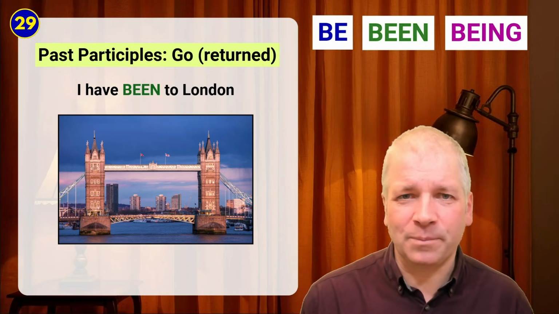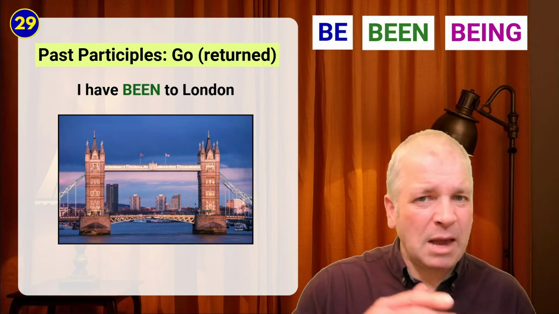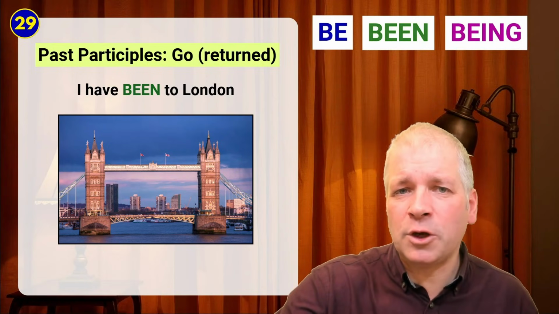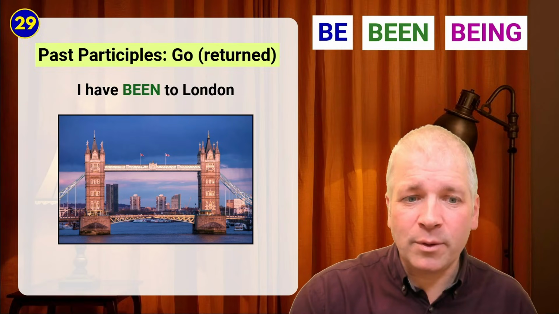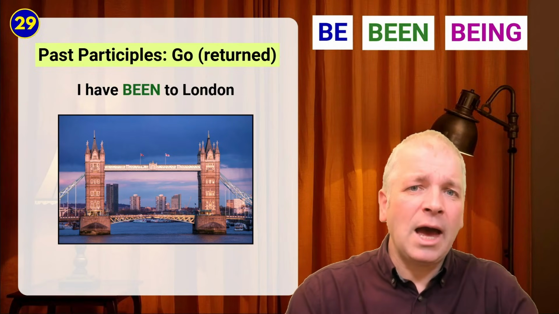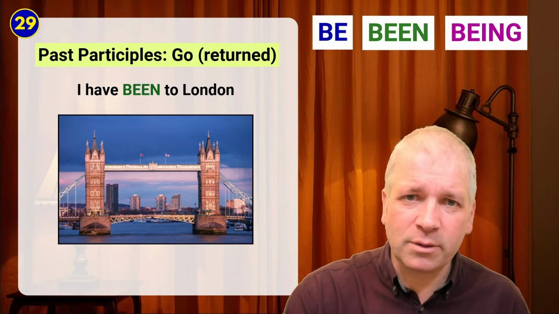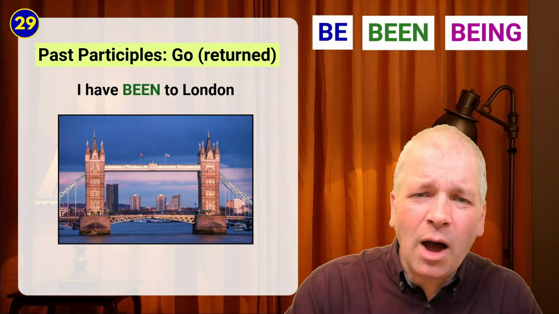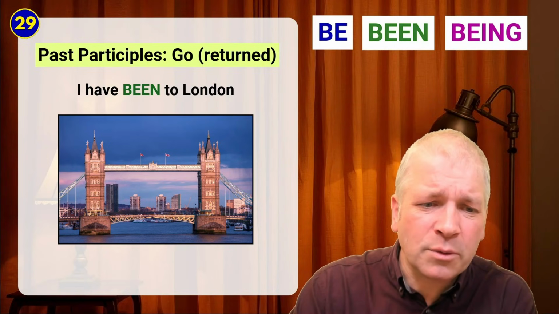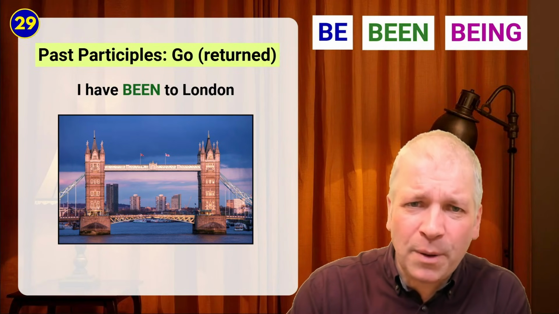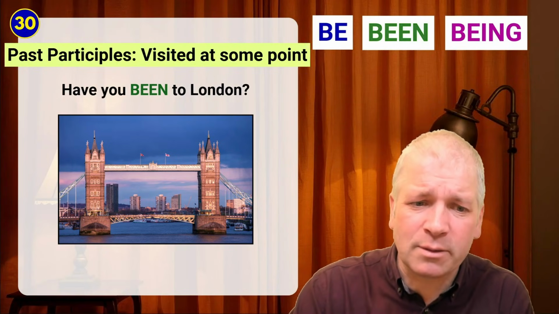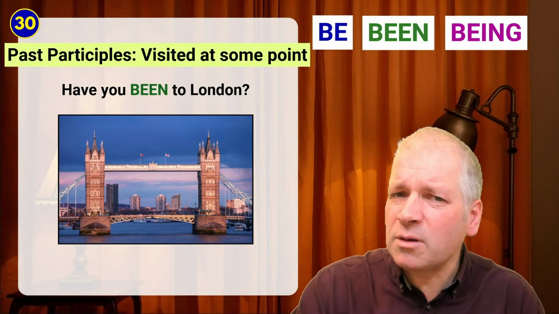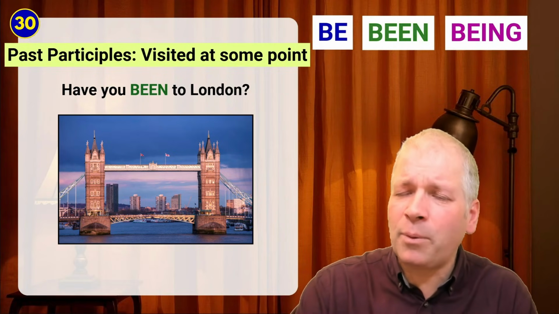Both things happen. It's not the same as gone. Gone means that you go and you're still there. So be means go there and return in the past, at some time up to the present. But there are other ways that we can use this word been as a past participle with slightly different meanings. We can also use it to mean visited at some point.